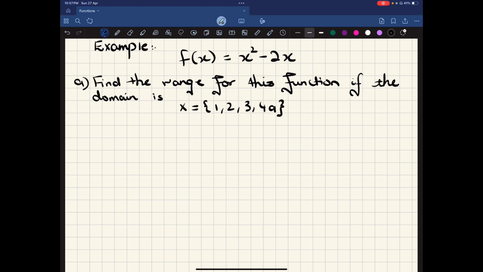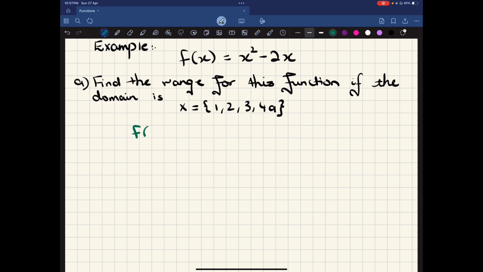So this is a pretty straightforward and simple question because they've stated your domain distinctly. There are 4 elements in your set. The domain consists of 1, 2, 3, and 4a. These are your input values. Now all you have to do is find the respective y values or the output values, and that is going to be your range.